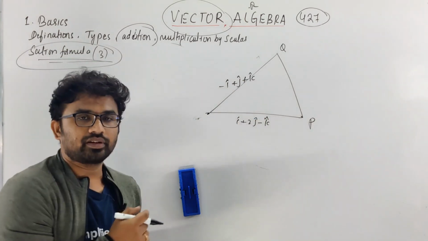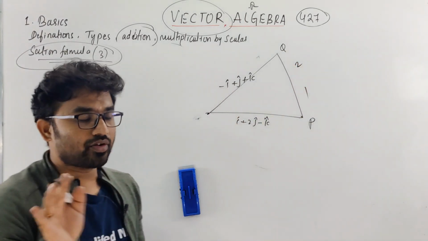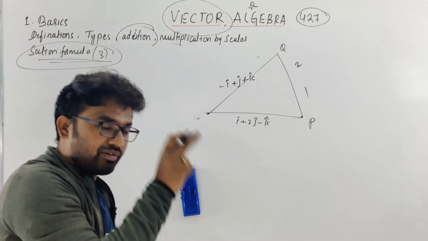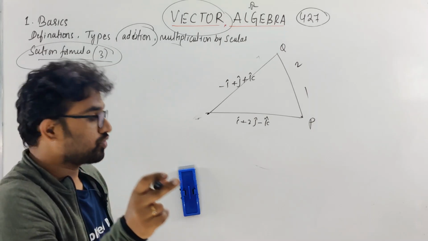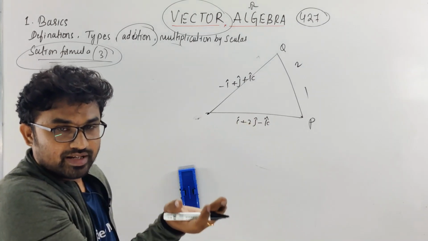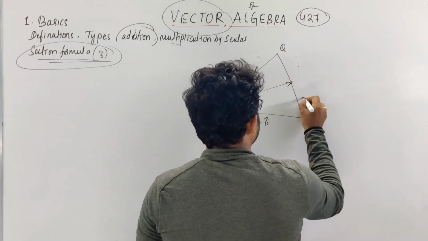Students usually write it like this, 2:1. That is not wrong, but always read the question. First P is given, then Q is given. First the P vector is given, then the Q vector is given. So which divides PQ? First P, then Q. So this is 2:1. Understand this.